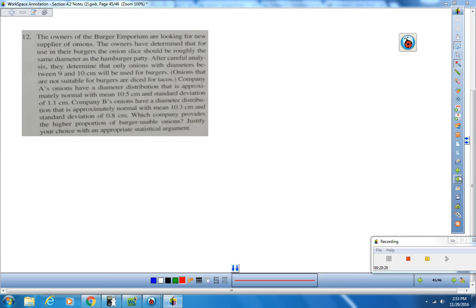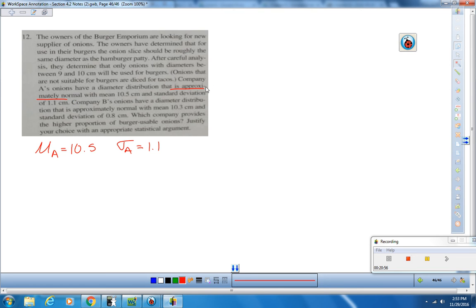On to the last one. Okay, it's another very interesting one because this is about burgers and onions, and are the onions going to fit on our burgers or whatever. So basically, they're looking for onion suppliers, and they've determined that they found 2 of them. Okay, Company A's onions. So the mean of Company A's onions is 10.5 centimeters with a standard deviation of 1.1 centimeters. Okay, and again, they're approximately normal in their distribution.